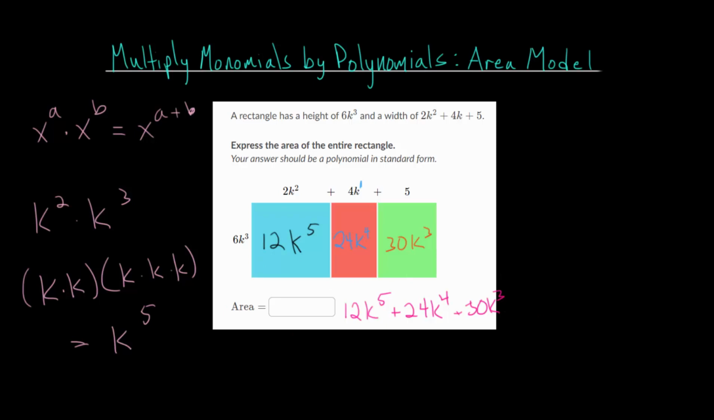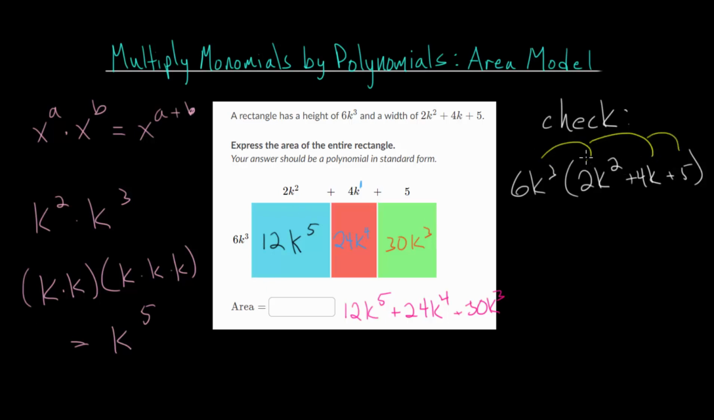And one way to check your work, the other way to multiply these together, is to use distribution. So let's check really quick with this. We have 6k to the third, and we're multiplying by this polynomial, that's 2k squared plus 4k plus 5. And with distribution, the 6k to the third is just going to multiply into all three of these terms. So 6k to the third times 2k squared, we're going to find the same answers, but it is good practice to do it both ways just to double check.